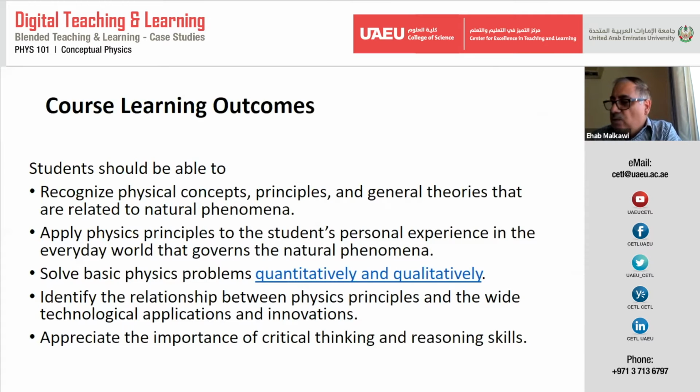Because this is a course about understanding the principles of physics, we stress the fact that we need the students to understand these concepts. We need them to apply them to natural phenomena and to the technology around us, to see the relation between these principles of physics and whatever technology we see around. And of course, we stress critical thinking and reasoning skills, because this course is really about explanations and thinking. So these are the course learning outcomes that we try to tackle during the semester.